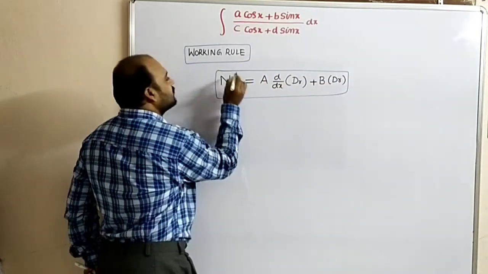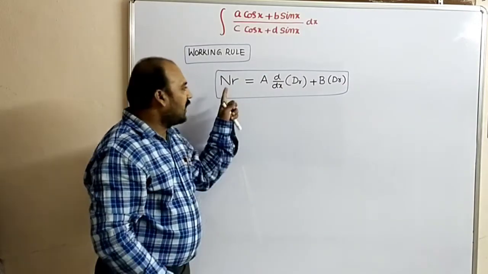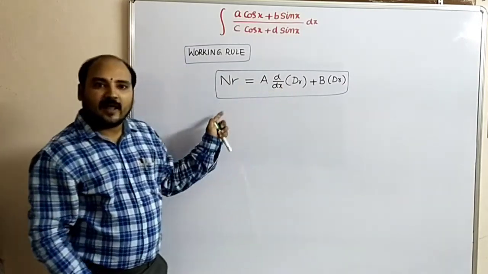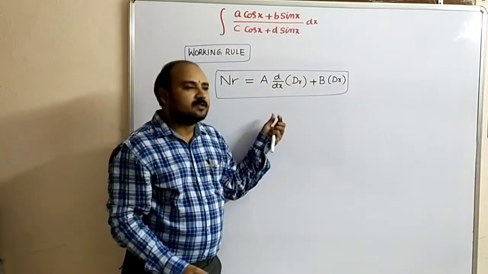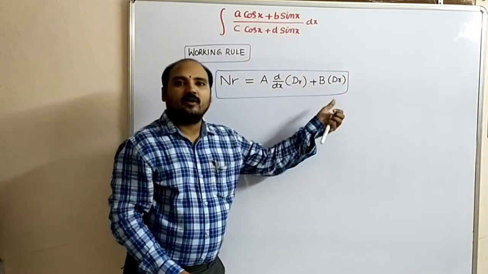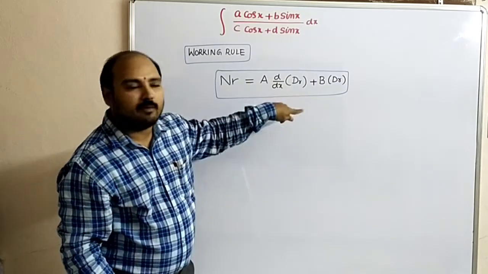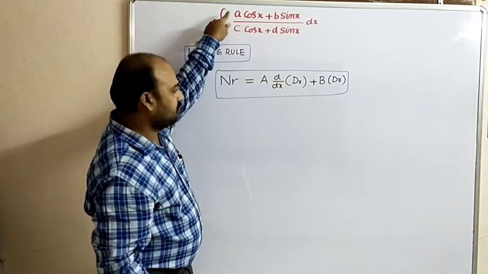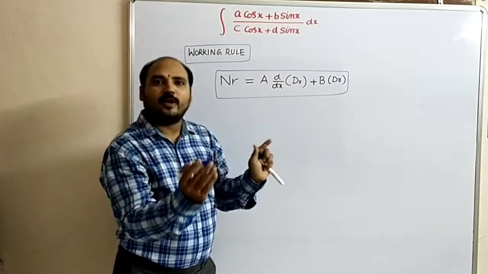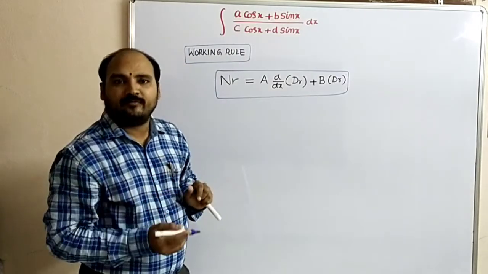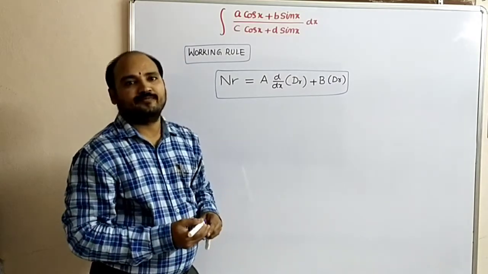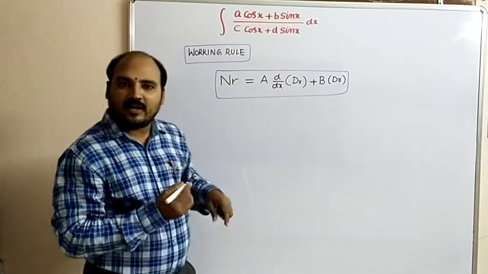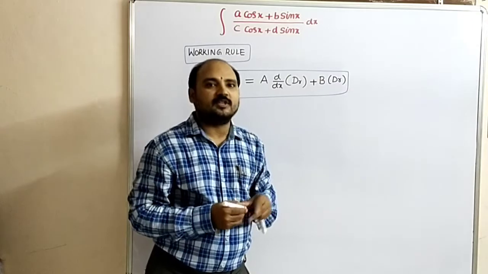After applying this working rule, by equating like coefficients on both sides and simplifying, solve for A and B. After getting the values of A, B, substitute in the numerator. After that, split into two integrals and then integrate by using related formulas of integration. This is the procedure. We will take one example based on this type of questions.